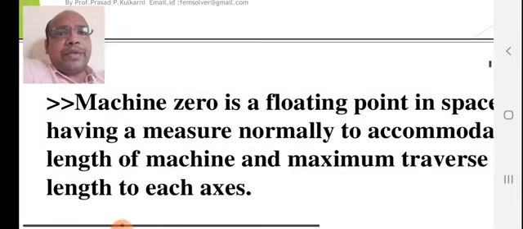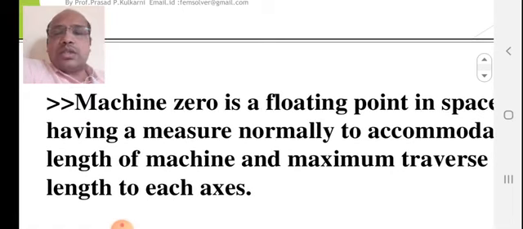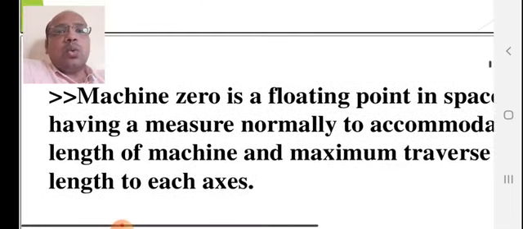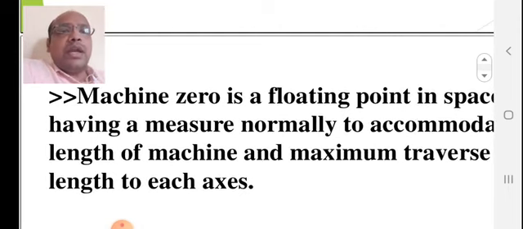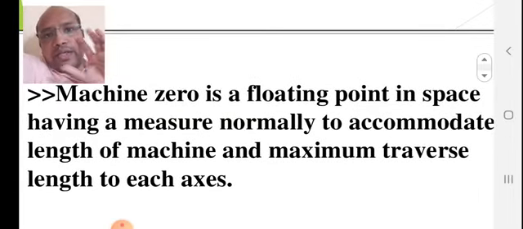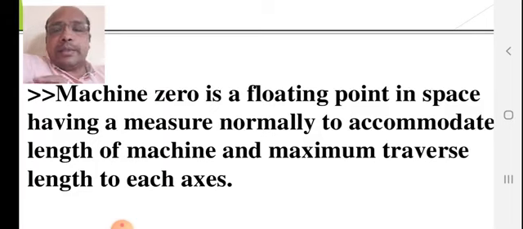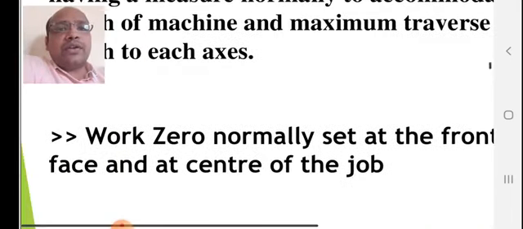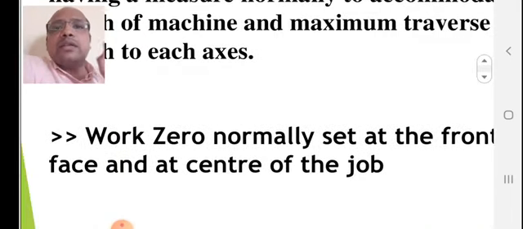So once again I repeat, what is machine 0? Machine 0 is a floating point in space having a measure normally to accommodate the length of the machine and the maximum traverse length of each axis. It is not a fixed point, it is a floating point, and it may be at any place in a machine. And work 0 is normally set at the front face and at the center of the job. So work 0 is important to write a part program.